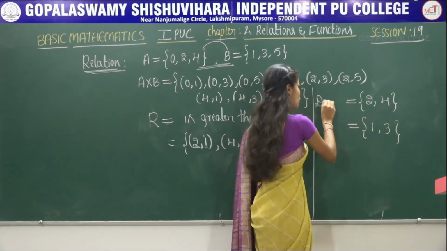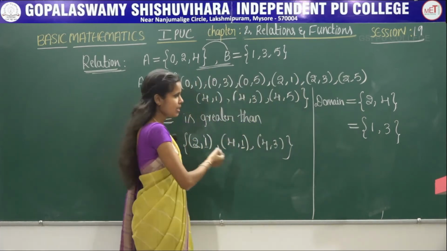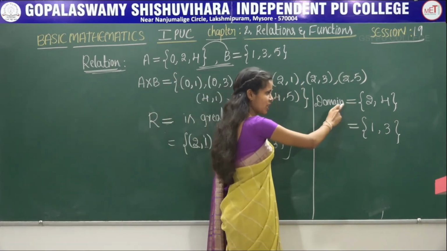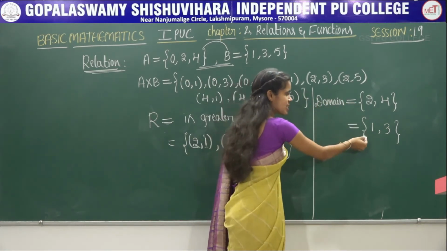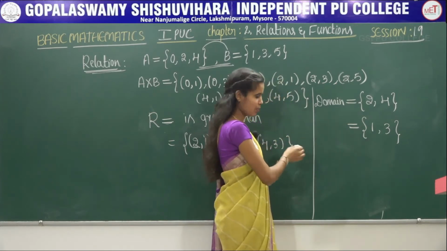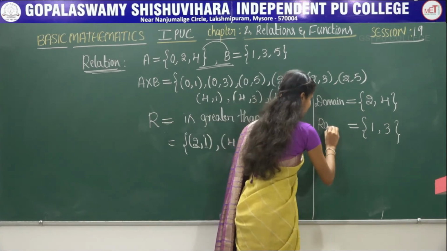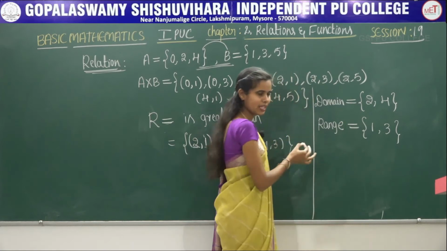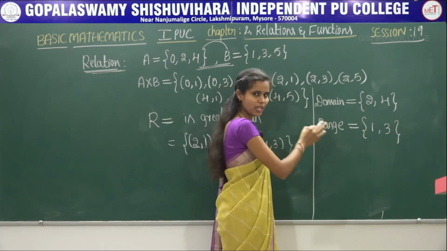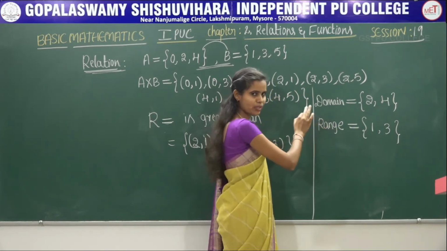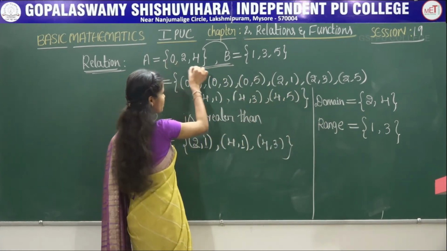This set of all first elements of the ordered pairs is called the domain of the given relation R. The set of all first elements of the ordered pairs in a given relation R is called the domain of the relation R. This set of all second elements of the ordered pairs in a given relation is called the range of the given relation. The set of all second elements of the ordered pairs in a given relation R is called the range of the given relation R.